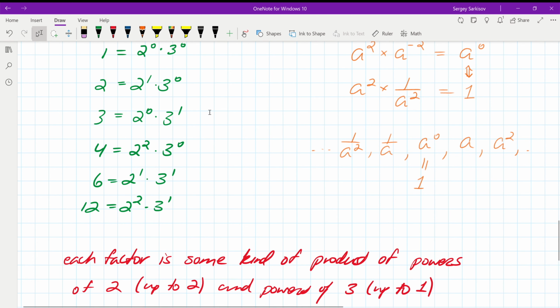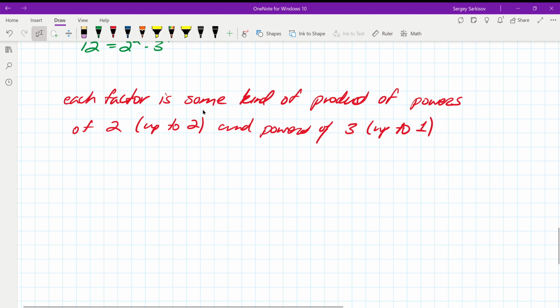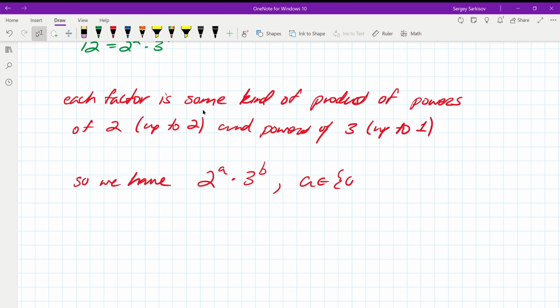In other words, we have 2 to the A times 3 to the B, with A in the set, let me do the element of symbol. A can be 0, 1, or 2. B can be in 0 to 1, right? Because it can be nothing, or it can be that 1 3. And this could be 0 3s, 1 3, 0 2s, 1 2, or 2 2s, right?